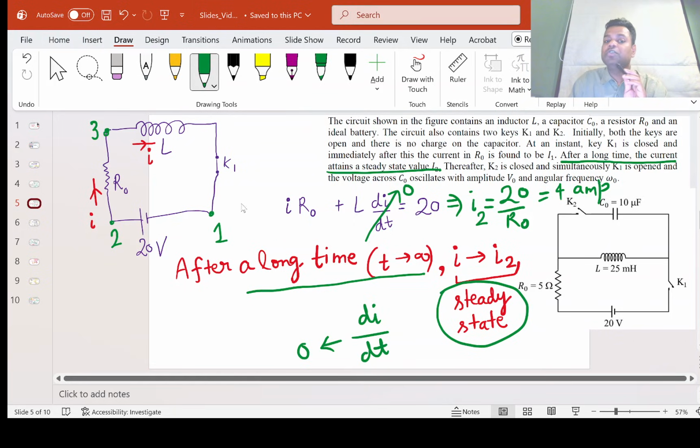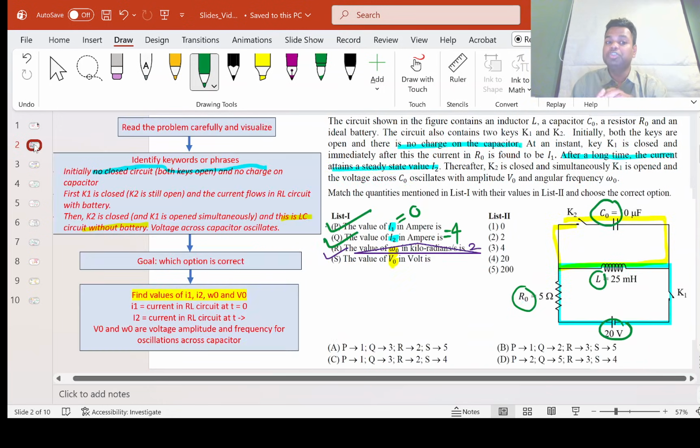So if you do that, you can find the solution much faster, and the correct answer is, so V naught is 200 volt, right? So S5. So this one is the correct answer. P, that is 4. So I1 is 0, so P is 1, and Q, value of I2 is 4, so which is 3, right? So this is correct, and value of omega naught is 2, so this is correct and this is correct. The first option is the correct option.